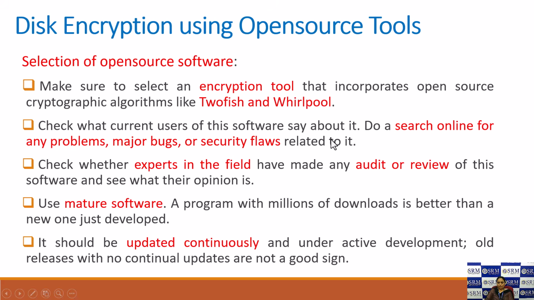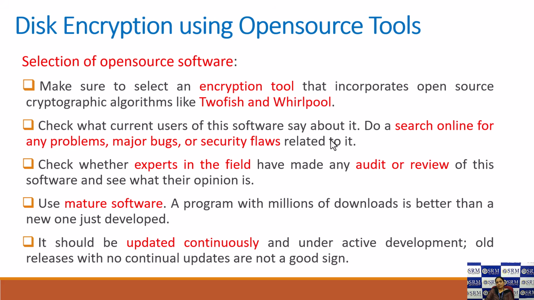So how do we select open source software? First, select an encryption tool that incorporates open source and cryptographic algorithms like Twofish and others. This is the first requirement. Second, check what current users of the software say about it. We have to search online for any problems, major bugs and security flaws related to it. Check whether any expert in the field is available who may have given an audit or review of the software, and what their opinion is.